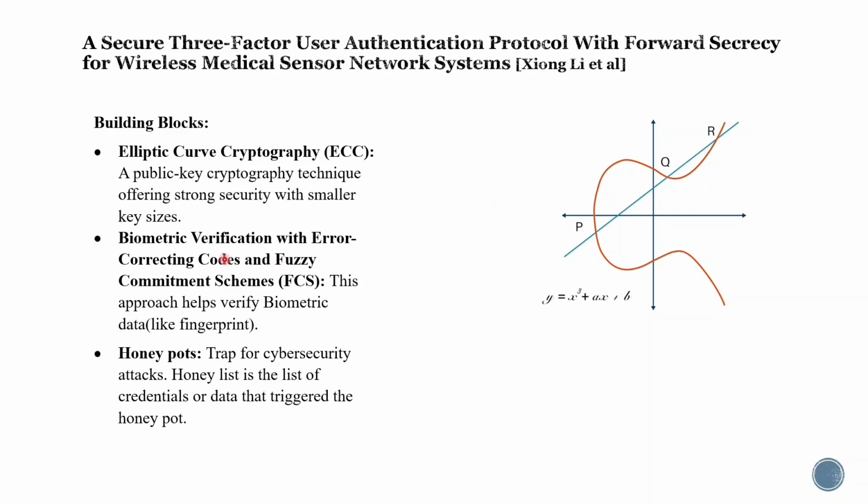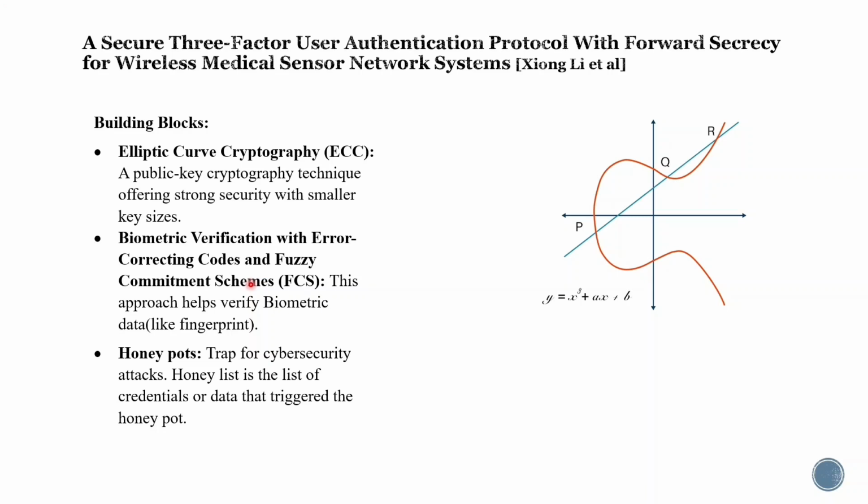Now the second building block: biometric verification with error correcting codes and the fuzzy commitment scheme. Biometrics is basically your fingerprints, your iris, or your facial recognition. Now, error correcting codes are basically used to transmit data in a noisy channel. When errors are introduced inside the data, these error correcting codes help to correct those errors.